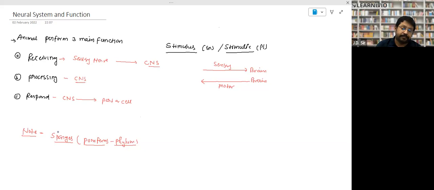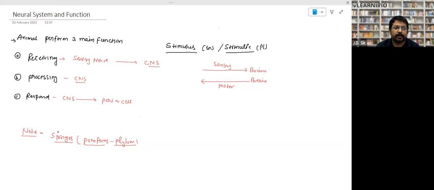Now what will the brain do? The brain will give some order. It will take some decisions, right? There are certain nerves which bring back the order of the brain, and they are called motor nerves. So there are two kinds of nerves, sensory and motor. Animals have three main functions: receiving, processing, and responding. Receiving is receiving the signal. Processing is in the brain, processing the message, and responding is carrying out the order which is given, right?